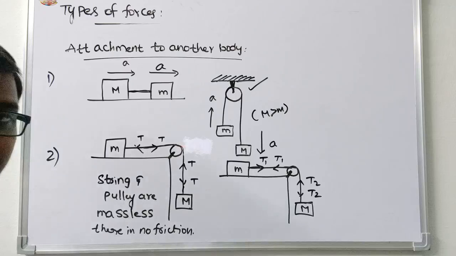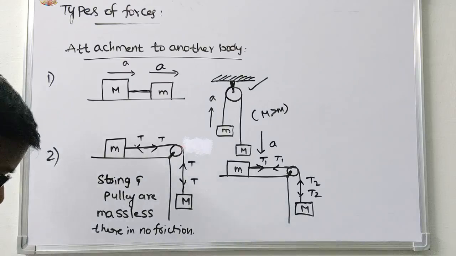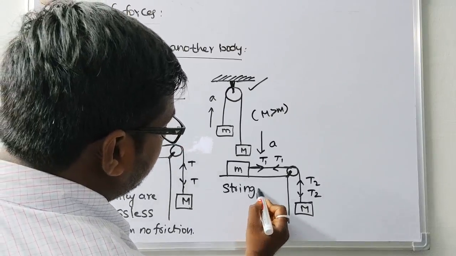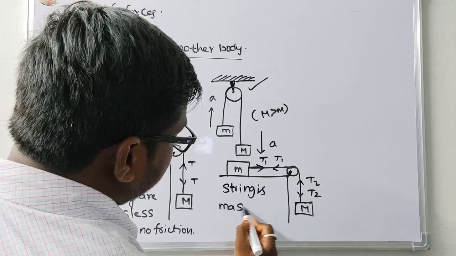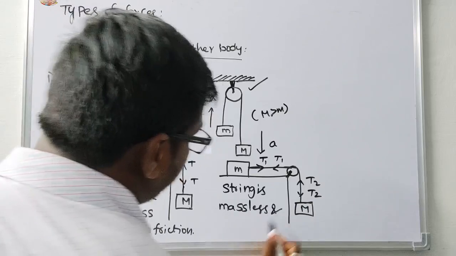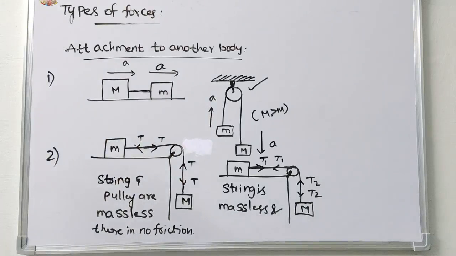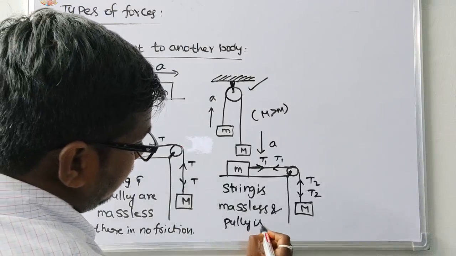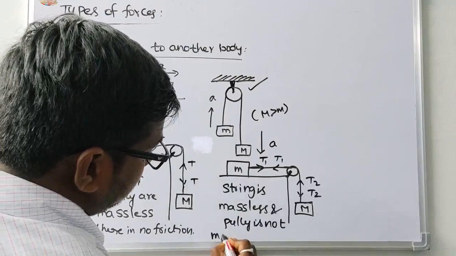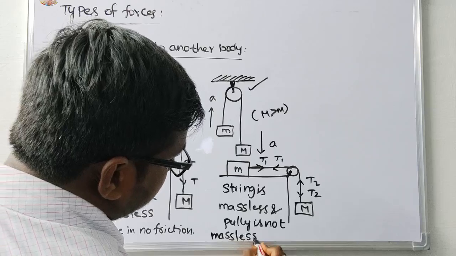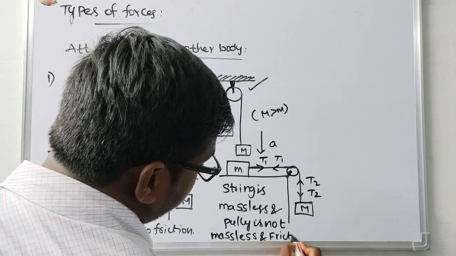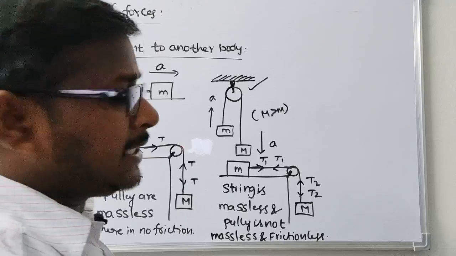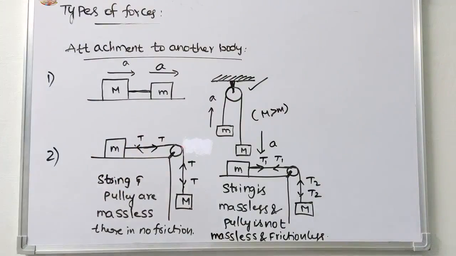In this condition, the string is massless and the pulley is not massless and frictionless. This is another condition. So one more condition is there.